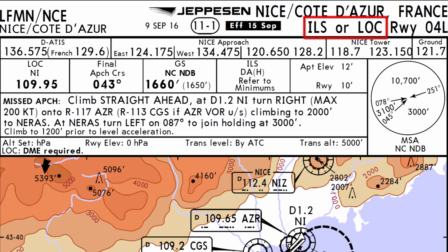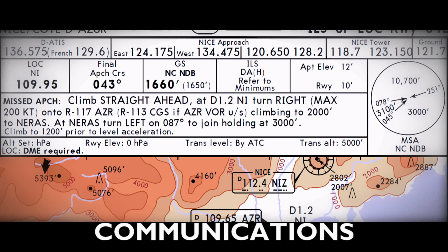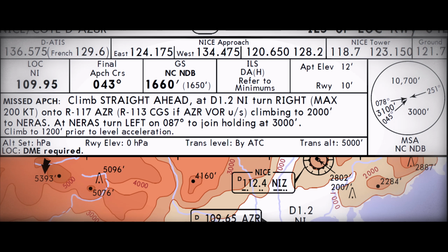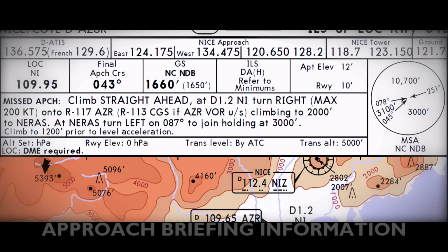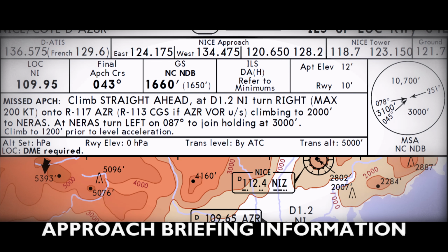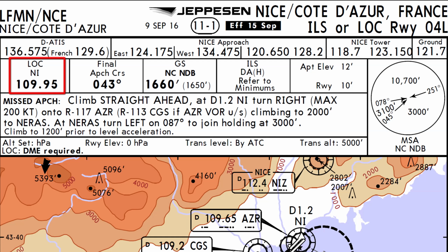This is the ILS or localizer approach for runway 04 left. Communications are shown left to right in the order of normal use. Localizer is the navigation type, and November India is the identifier. The final approach course is 043 degrees.